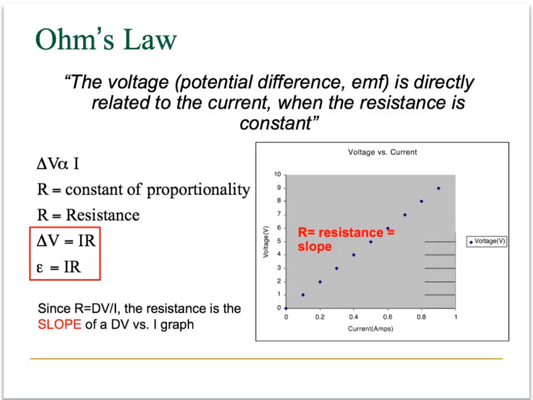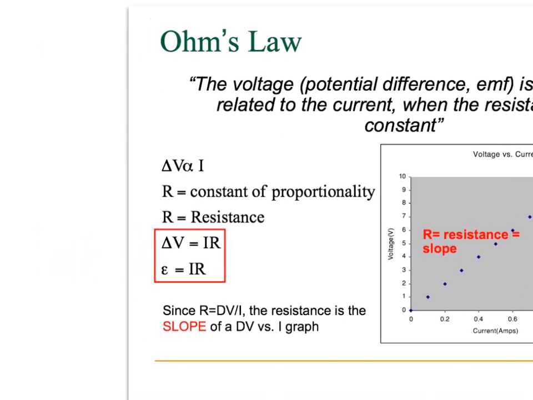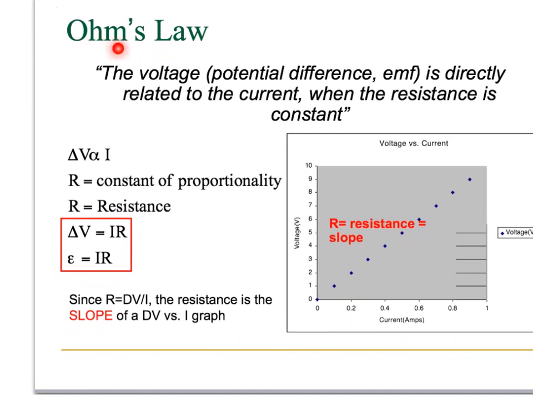To continue with our discussion of basic electricity, let us look into one of the most important laws in physics, and that is Ohm's law. According to Ohm's law, the voltage or the potential difference is directly related to the current when the resistance is constant.